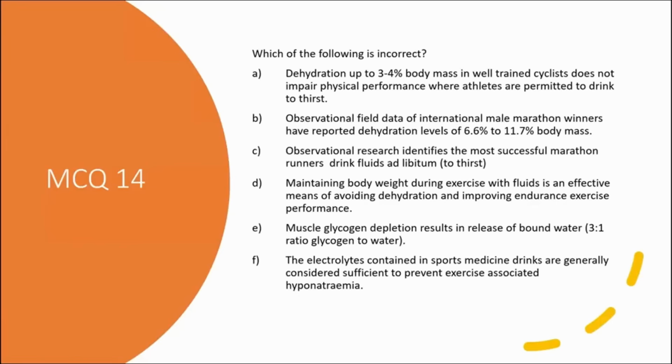That ratio that is listed there is incorrect, actually. That's meant to be 1 to 3. The electrolytes contained in sports medicine drinks are generally considered sufficient to prevent exercise-associated hyponatremia. And the correct answer here that I was actually looking for was D. Let's have a look at some really interesting studies on this.